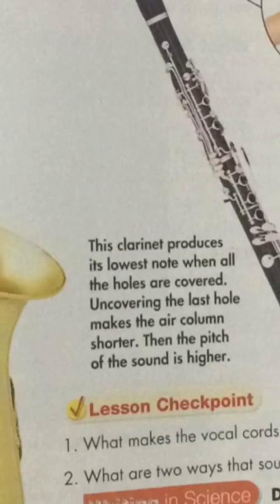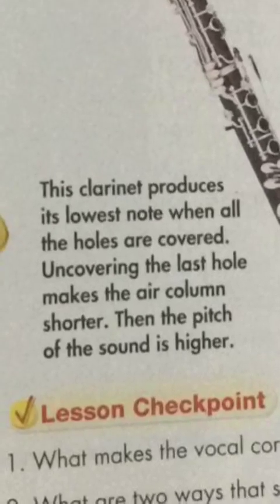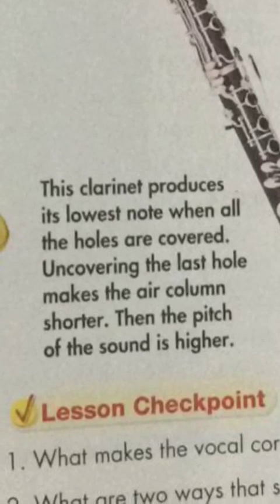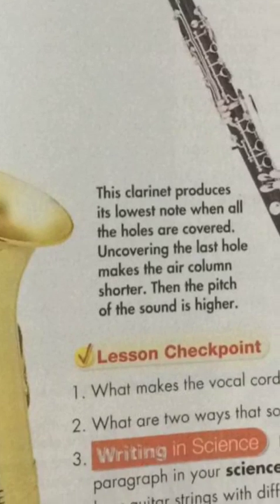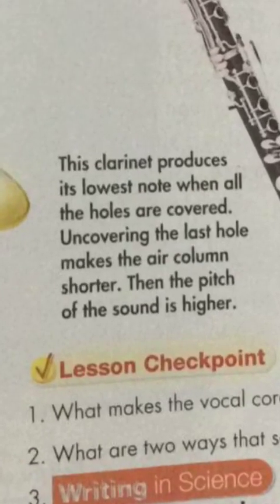The clarinet produces its lowest note when all the holes are covered. See, when there is more blockage, there is more air inside the instrument, and when there is more air inside the instrument, the sound produced would be less, because if there is more air, the pitch is less. If there is less air, the pitch is more. So when there is a lot of blockage, then there is a little sound, and when there is less blockage, then there is more sound. Uncovering the last hole makes the air column shorter, then the pitch of the sound gets higher, right?